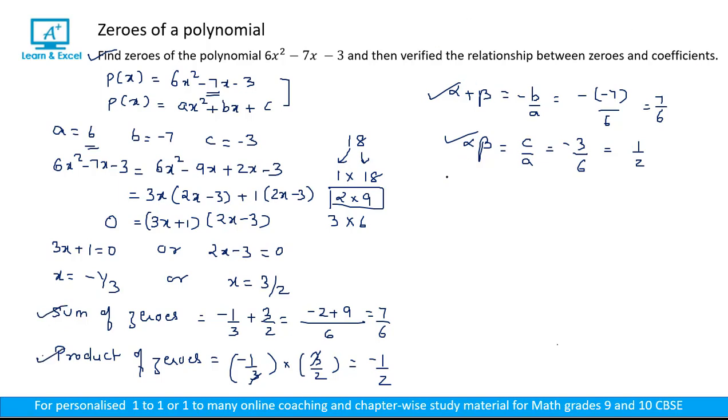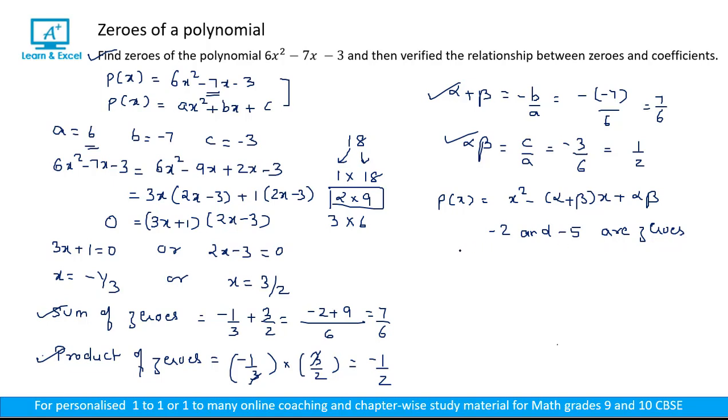Let us now remember that if zeros of the polynomial are given to us, then we can find the quadratic polynomial p of x by using x square minus (alpha plus beta) into x plus alpha beta, where alpha and beta are the zeros of the polynomial. Let us take an example. -2 and -5 are the zeros of a polynomial, and we have to find the polynomial.